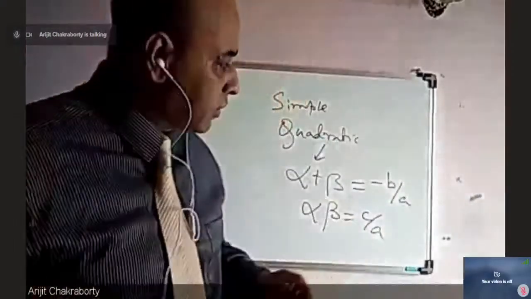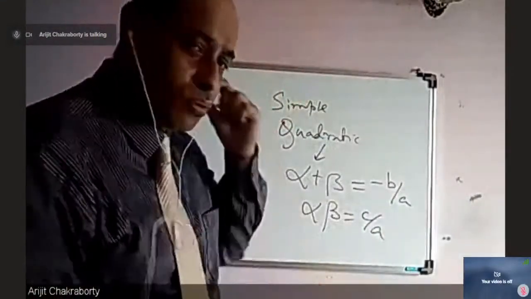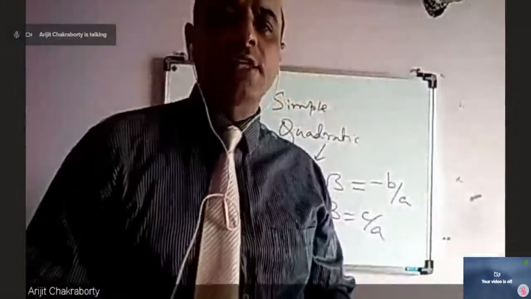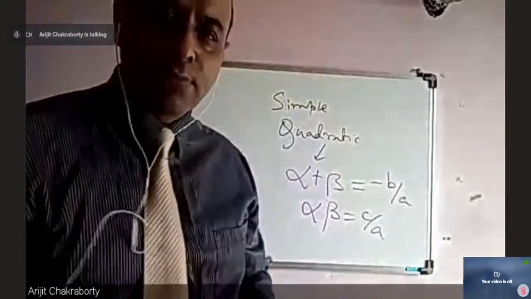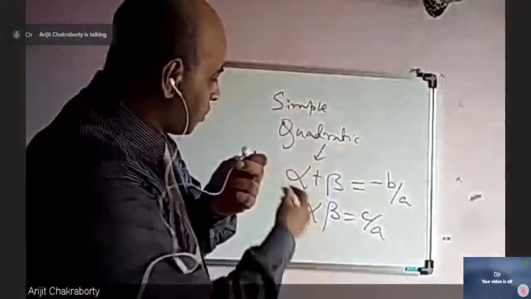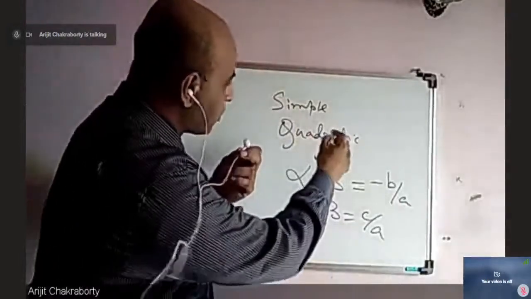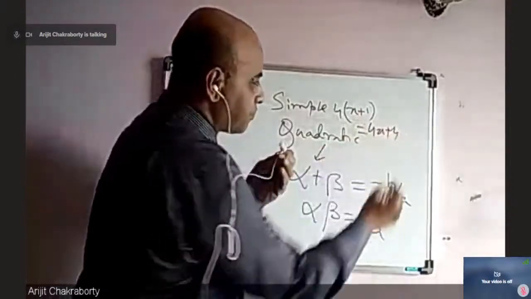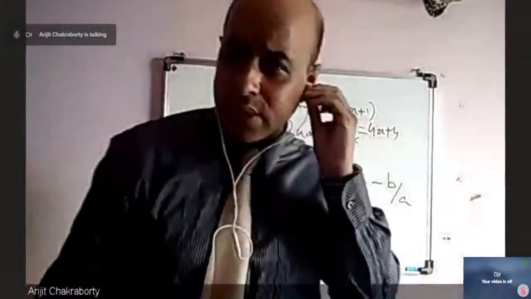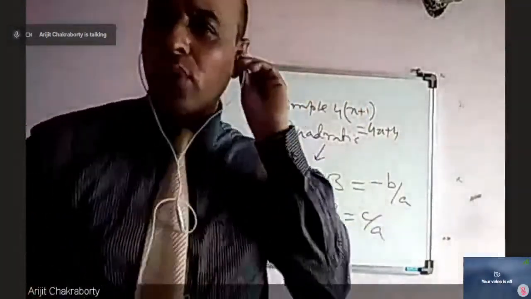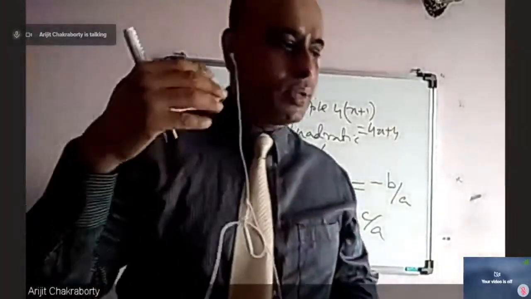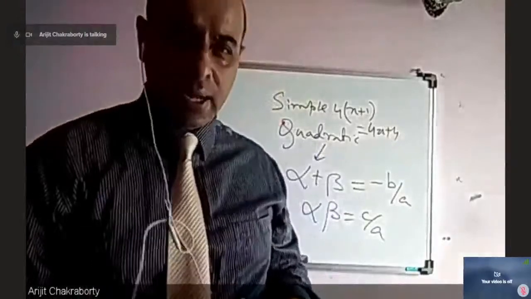For example, if I write 4 into x plus 1 is equal to 4x plus 4. So I'm writing 4 into x plus 1 equals 4x plus 4. So this is like an identity because this will hold good for all values of x. So it is an identity, right? So this is the basic difference between equation and identity.